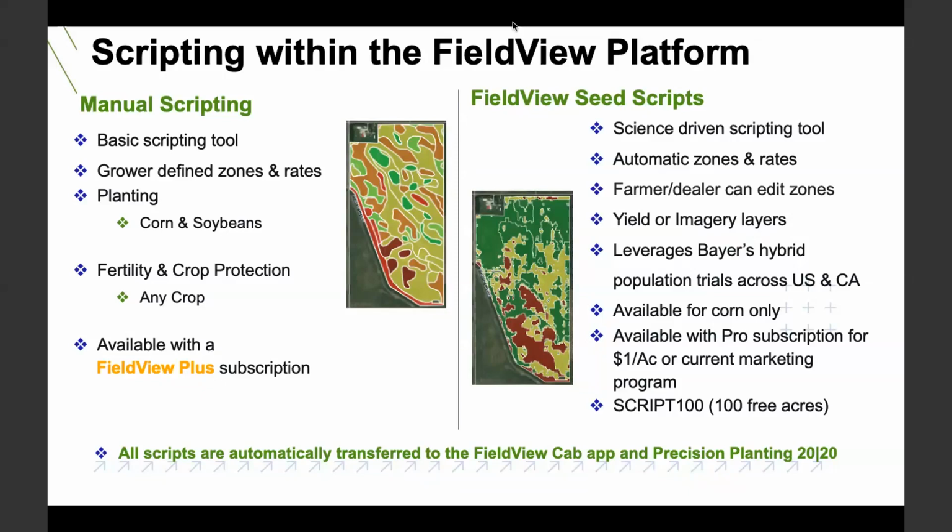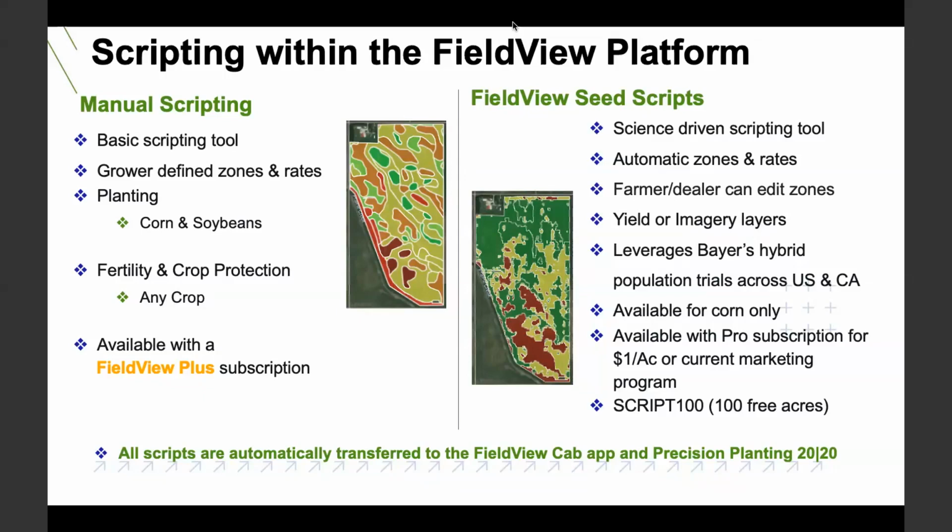The other level that we have is what we call FieldView seed scripts. This is a little bit more intricate, a little bit more defined. This is something that actually takes the science of agronomics and science of data that's on your farm and actually helps create automatic zones, and it'll actually provide a seeding rate for you. You as the farmer or the dealer can actually edit the zone, so you guys can make your tweaks if you'd like to do so.